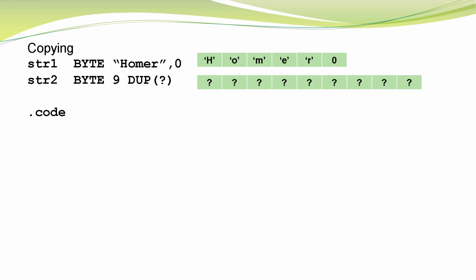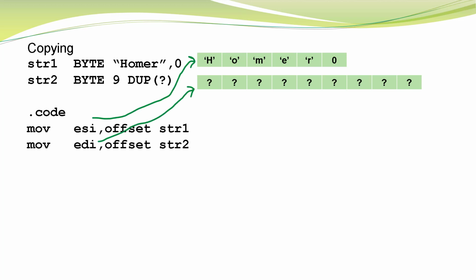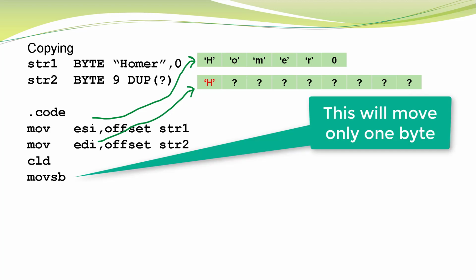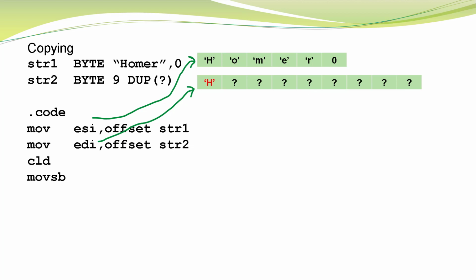Here's an example. Suppose I want to copy a byte from string 1 to string 2. First, I set up the registers. Then I clear the direction flag to indicate let's go from where ESI points to where EDI points. Then I use the move single byte instruction. Now that's only going to move one byte. What if I wanted to copy the whole string? That's where the repeat prefixes come in.